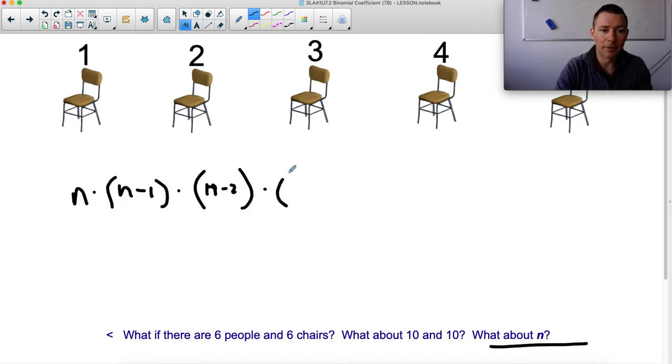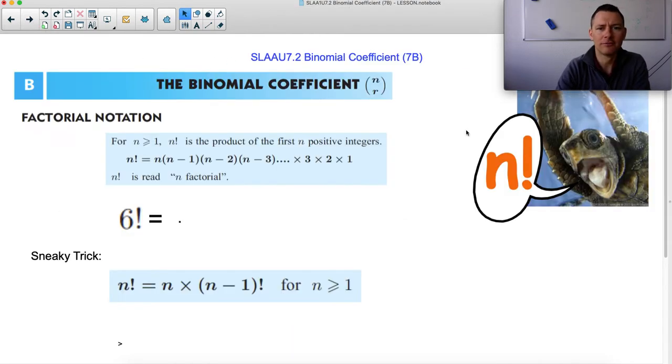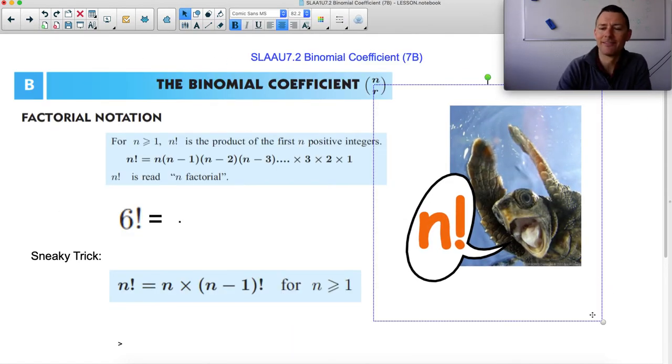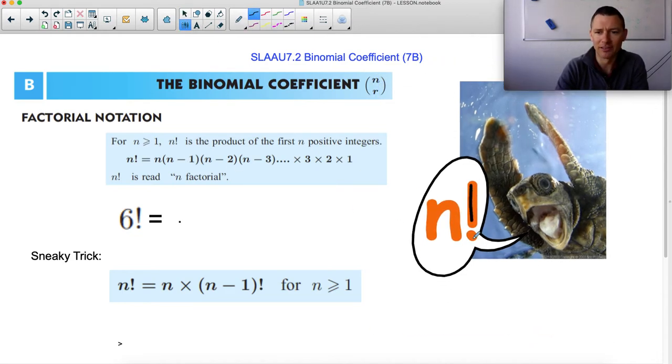And then you'd multiply by 3 less than n, all the way down to 1, right? This is what we call n with this exclamation point. It's n factorial. This little exclamation point doesn't say n, it says n factorial, right?